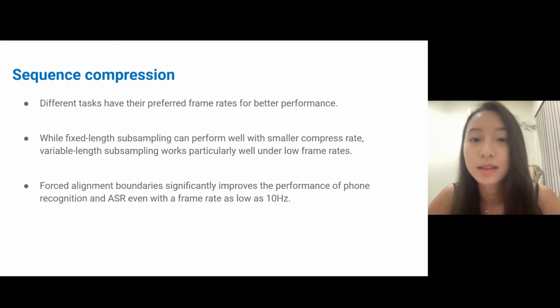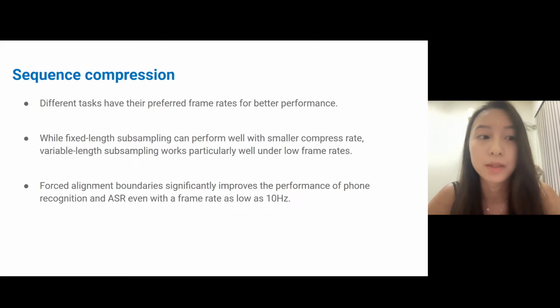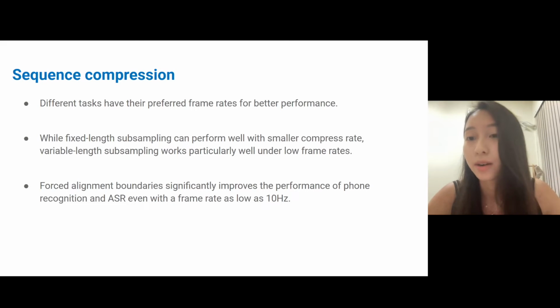And finally is the conclusion of our work. We find that different tasks have their preferred frame rate to achieve better performance. And we also found that while fixed length subsampling can perform well with a smaller compression rate, variable length subsampling works particularly well under low frame rates. And we also demonstrated that the forced alignment boundaries significantly improve the performance of phone recognition and ASR with a very low frame rate. And now I will hand the stage back to Professor Hao for the final remarks.